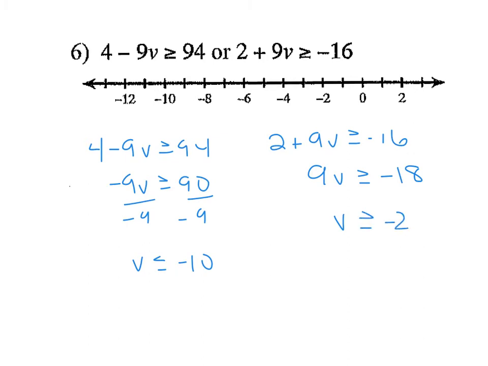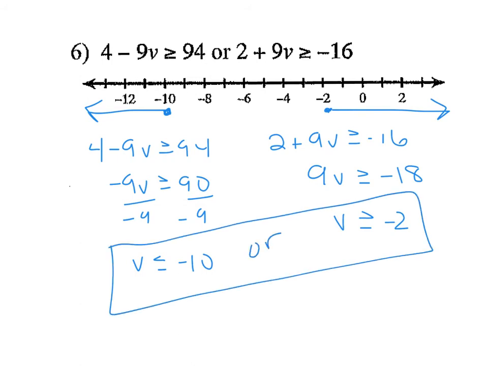Okay, so again, closed circle on negative 10 heading out. Closed circle on negative 2 heading out, and this is a great or statement. That's what it should look like, okay? So now here's your answer. Just stick the word or in between it. And there you go.